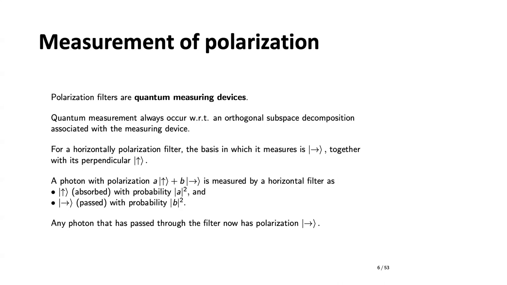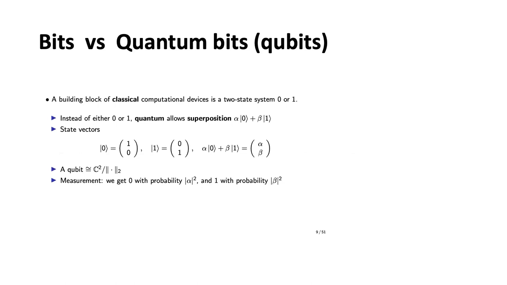So a photon with polarization A times the vertical component plus B times the horizontal component is measured by a horizontal filter as this quantity absorbed with probability A squared, or this quantity passed, because, as we discussed, light that is horizontally polarized passes through a horizontally polarized filter. This component passes with probability B squared. So any photon that passes through the filter now has the horizontal polarization. This is the rule in this sort of situation: every time that light passes a filter with a certain polarization, it adopts the polarization of the filter.